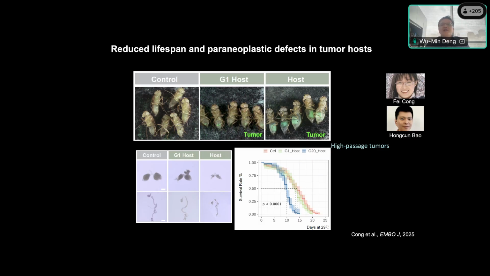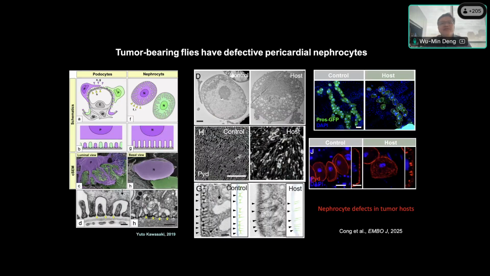So when Fei and Hong Cun decided to look at how this tumor affects the organs, they focused on a very interesting tissue, the fly kidney. These are the nephrocytes. They're the functional homolog of the podocytes. They can filter the hemolymph of the fly host. You can see that in the tumor host you have a lot of damage to these nephrocytes. This is the slit diaphragm. You can see the control has a much more organized fingerprint-like pattern, but then you have a lot of aggregates in the tumor hosts.